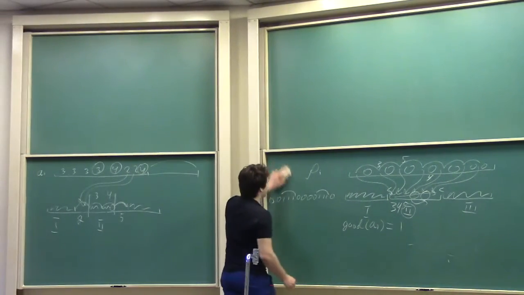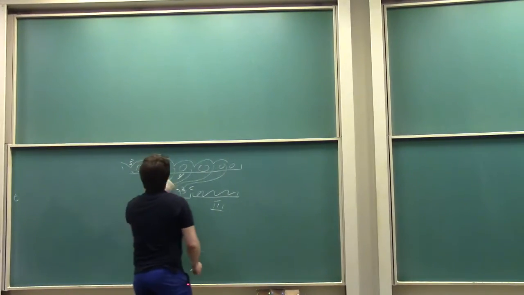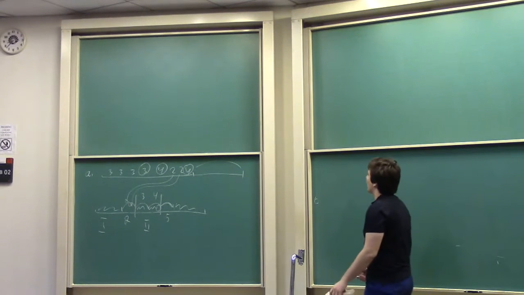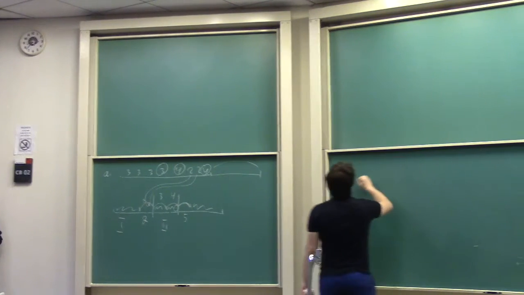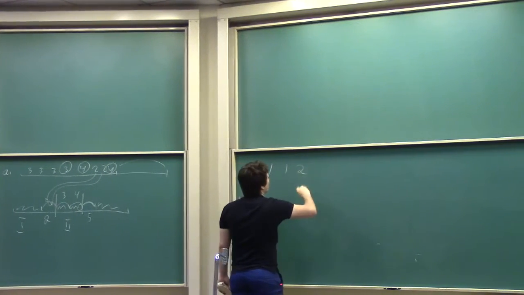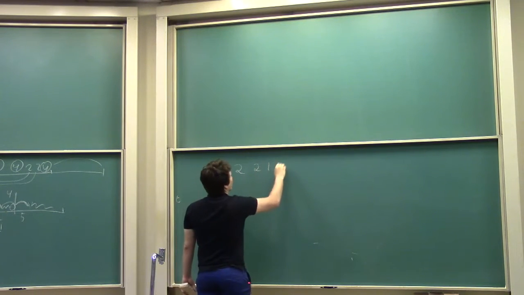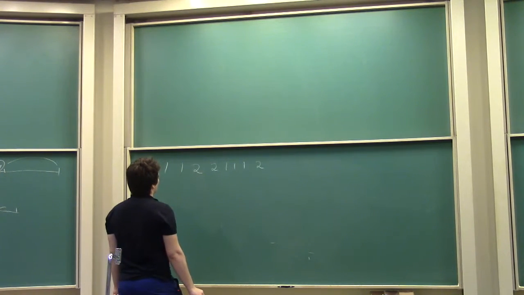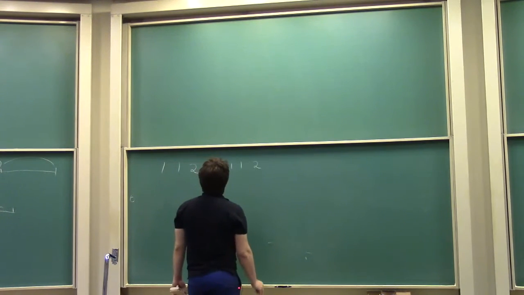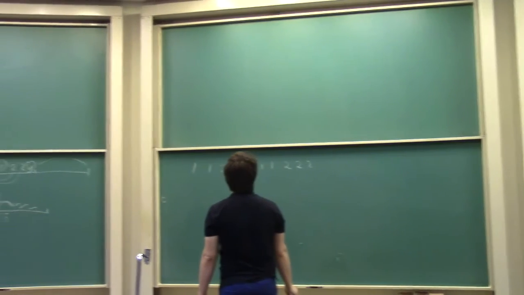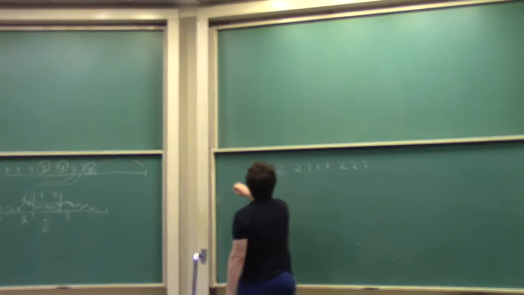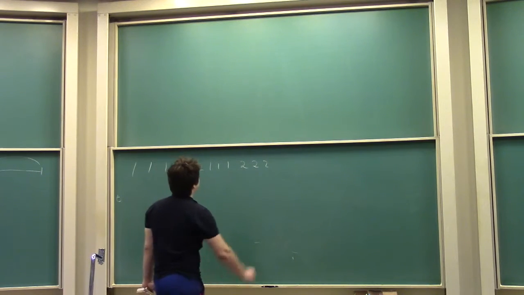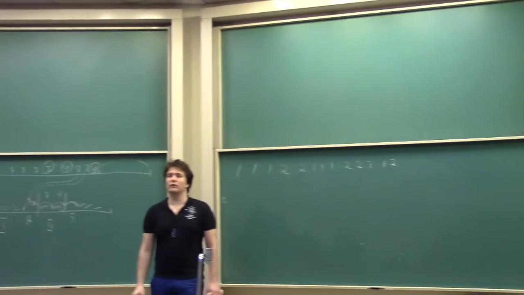Let me draw an example. So, for example, 1, 1, 2, 2, 1, 1, 1, 2, and let's say 2, 2, 2, and then here one more. Yeah, that's it. So 2 greedy approaches.